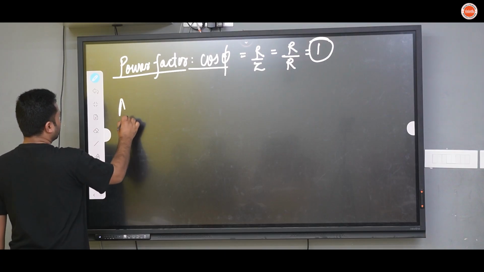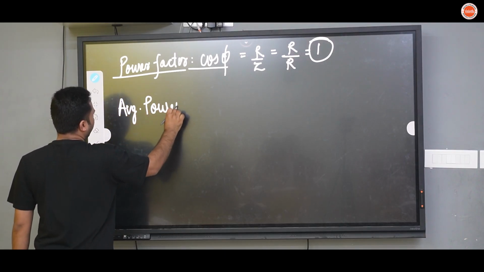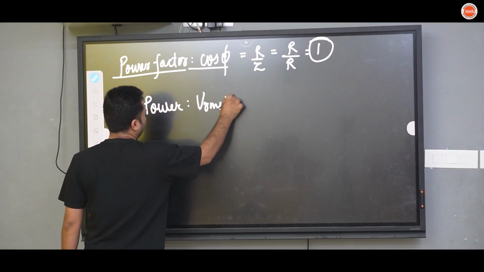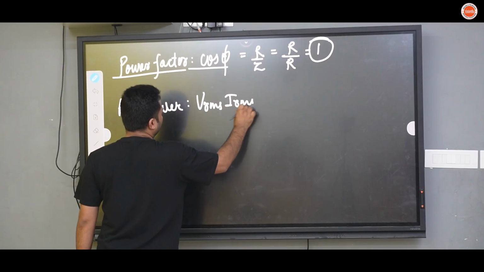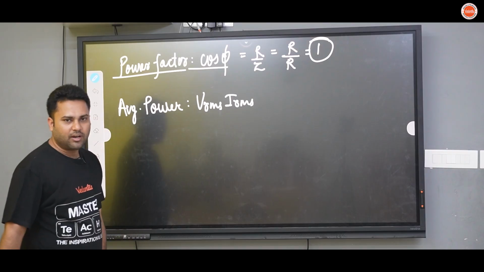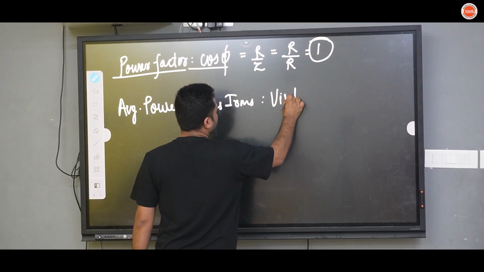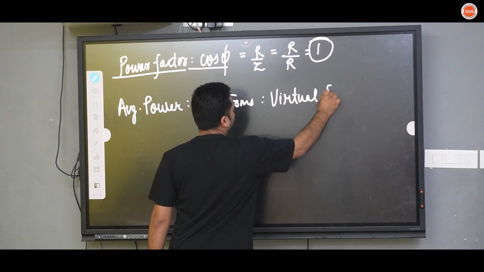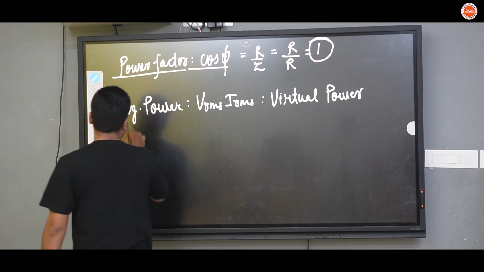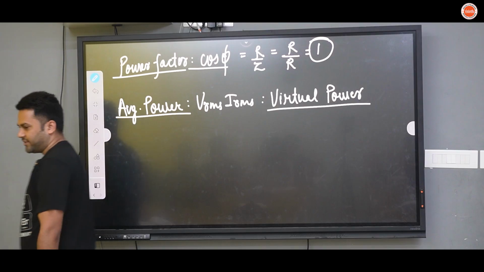Average power: they ask for the average power. The average power formula is VRMS into IRMS into cos of phi, and cos of phi is 1. So it is VRMS into IRMS, which is the virtual power or apparent power. So average power is equal to virtual power for a purely resistive circuit.